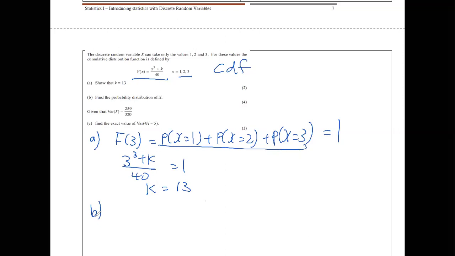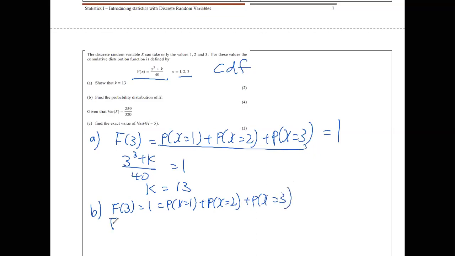Okay, so we can actually compute them individually. F3, we know that it equals 1. F3 was x equals 1 plus x equals 2 plus x equals 3. How about F2? F2, if I sub into the formula, will be 2 cubed plus 13 over 40. So this value is 21 over 40.